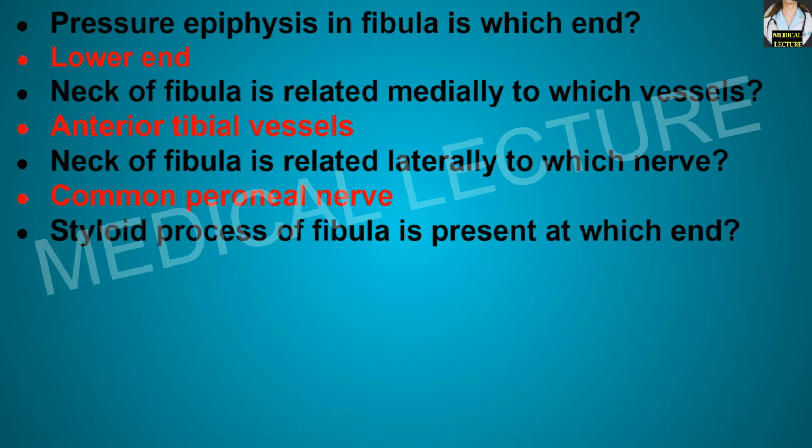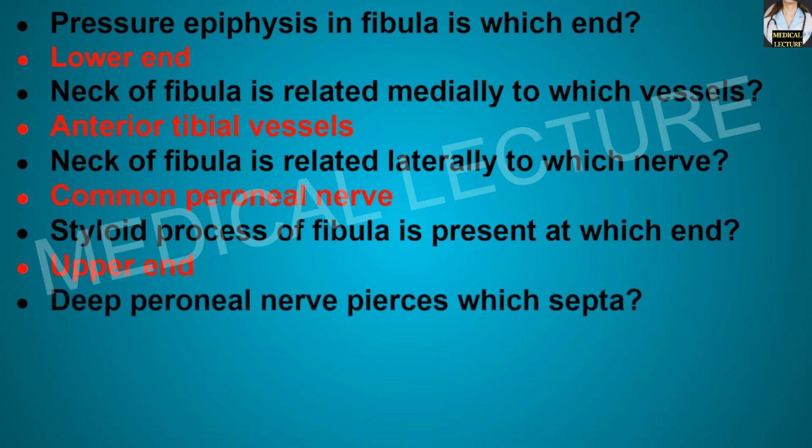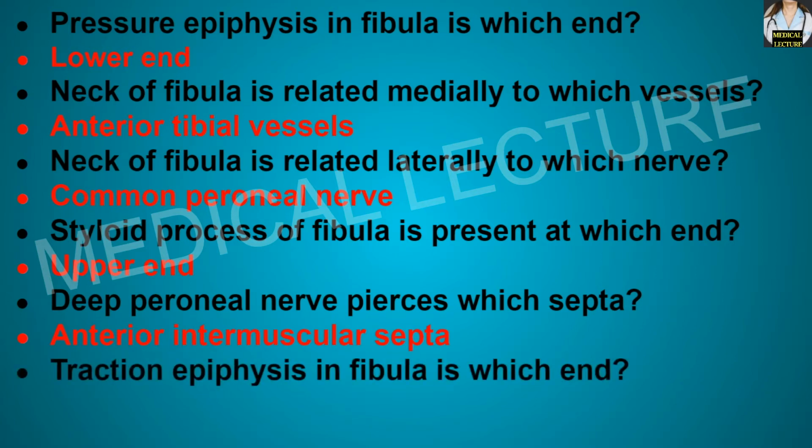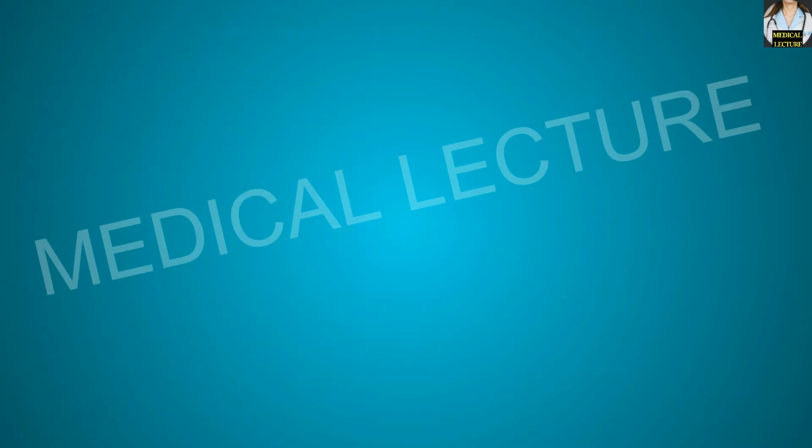Styloid process of the fibula is present at which end? So, the upper end. Deep peroneal nerve pierces which septa? It pierces the anterior intermuscular septa. Traction epiphysis in the fibula is which end? So it is the upper end.